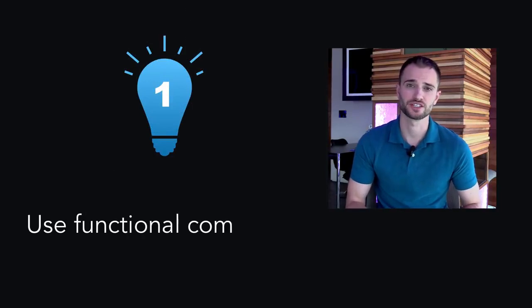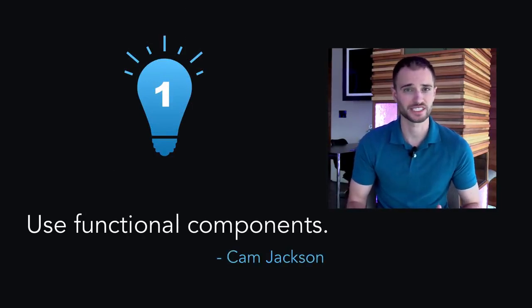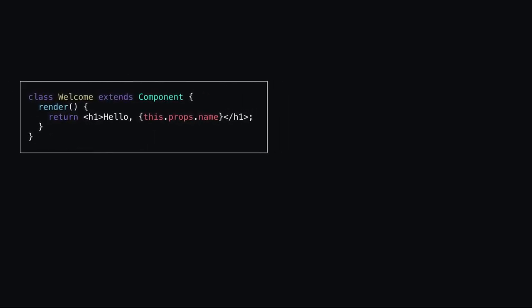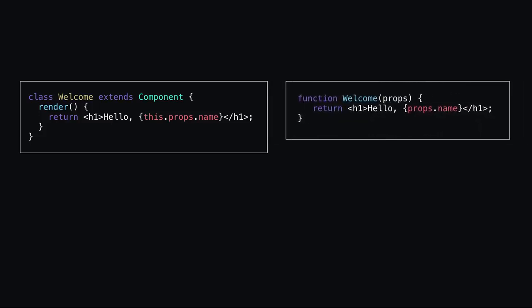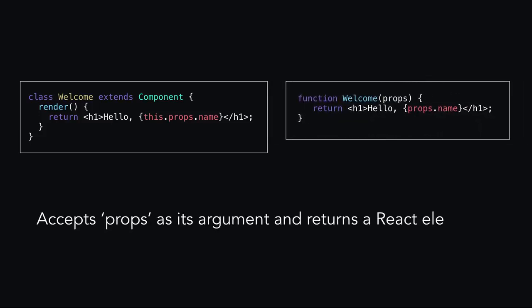Tip 1. Use functional components. If you don't need internal state or lifecycle methods, use a functional component instead. Here's a class-based component that really ought to be a functional component, like so. Now, it's a pure function that accepts props as its argument and returns a React element.